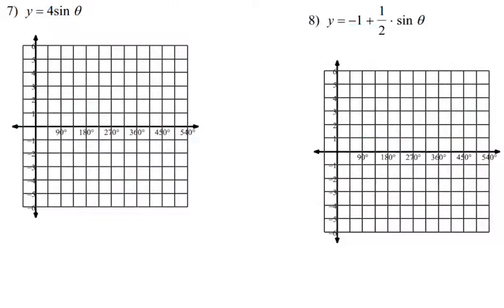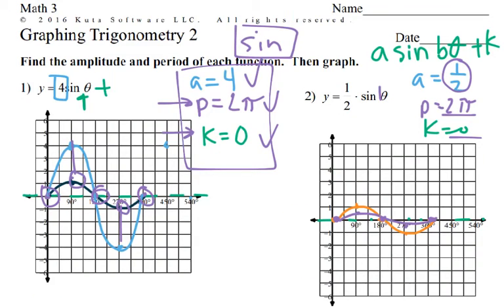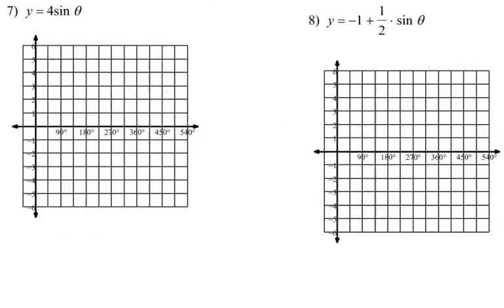Alright. So 7, I think we've already done 7, haven't we? Yeah, must have got repeated somehow. So same idea for number 7. Okay. My k is still 0. My a is 4. And my period is still 360. So it looks just like that. Okay? So period is still 2 pi.